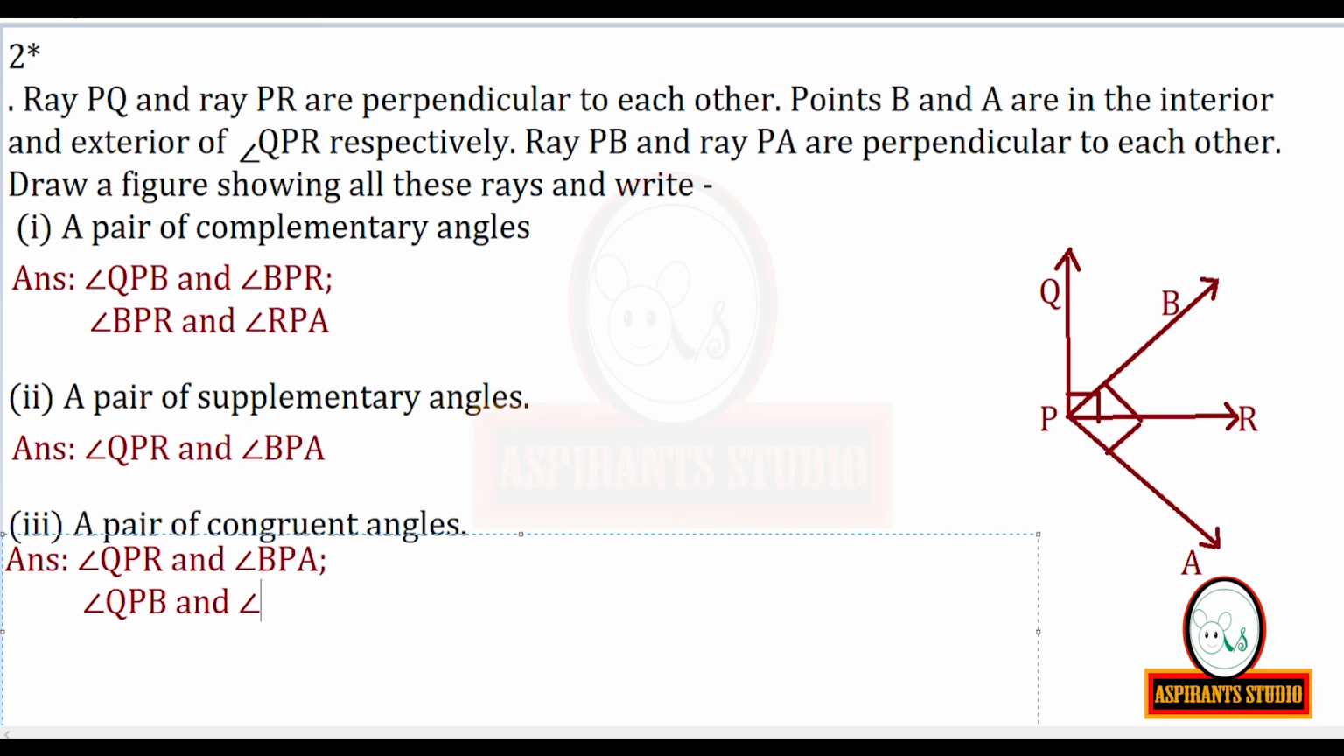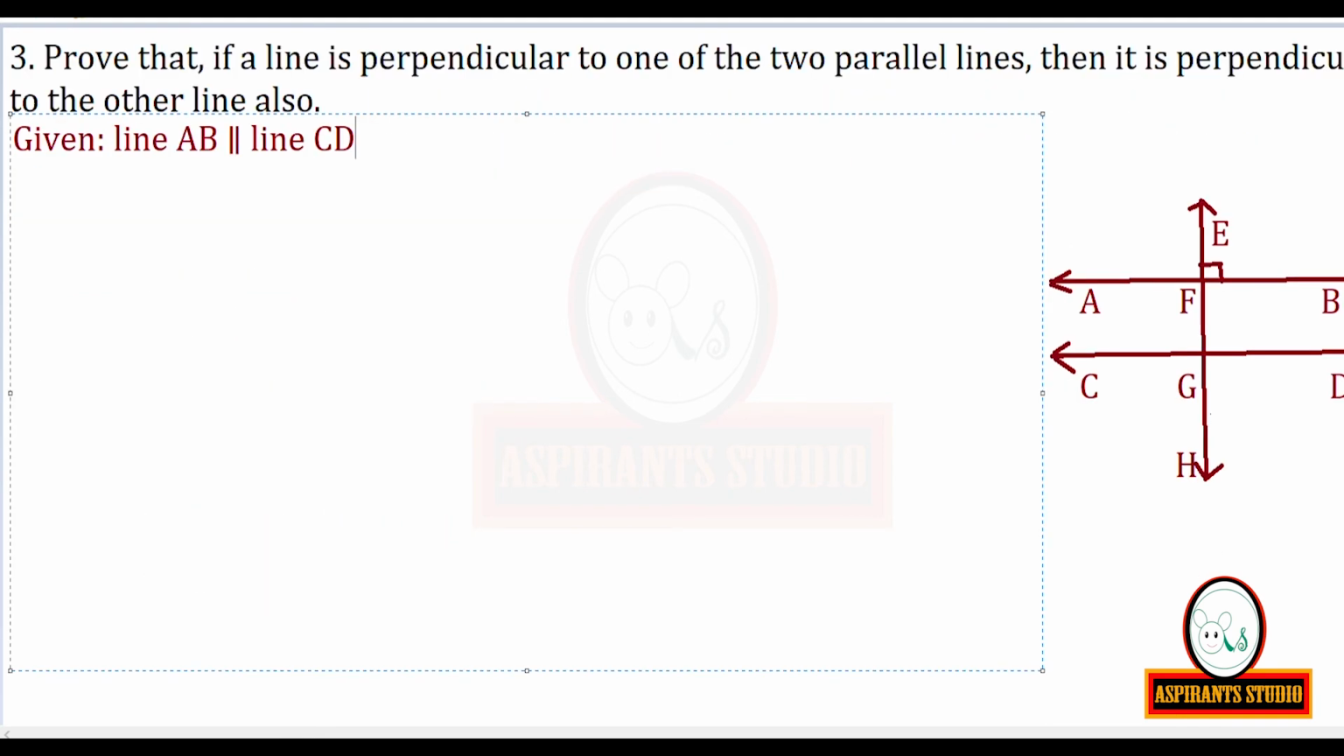The measure of angle BPR is taken as theta. But you know the measure of angle BPA is 90 degrees. So RPA will be part of the angle BPA. So it will be 90 minus theta. So here we are getting the measure of angle QPB and the measure of angle RPA to be congruent angles because they have the equal measure 90 minus theta. Now coming to the third one.